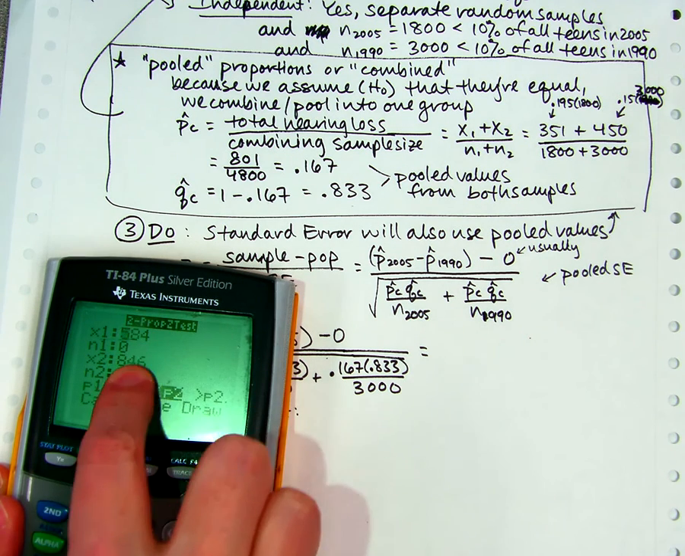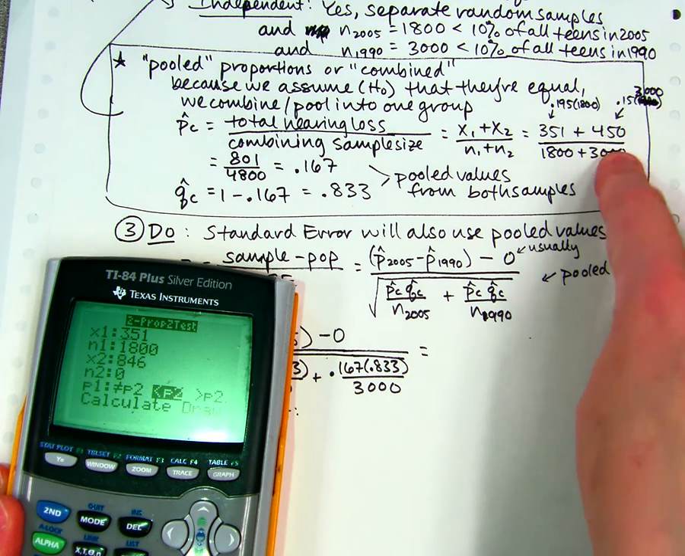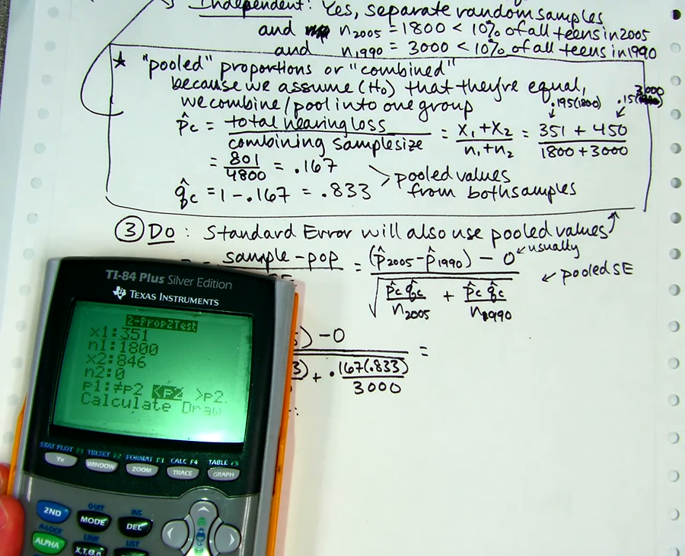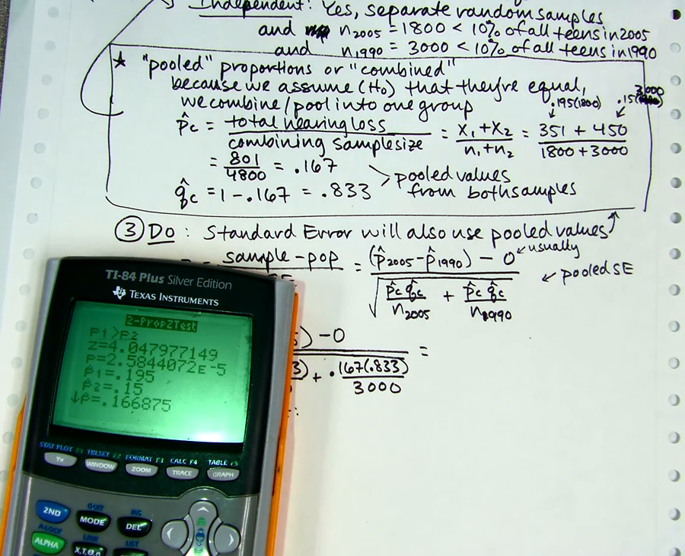This is where we put our x's and n's. And we already found our x's, didn't we? We found the 351 and the 1800. That's my first population and my first sample. My second sample was 450 out of 3000. And then I need to say that I'm doing a greater than, and then I need to calculate. Now the good news is the calculator automatically pools for you. It automatically does this and you don't even have to tell it to do that, which is really nice.